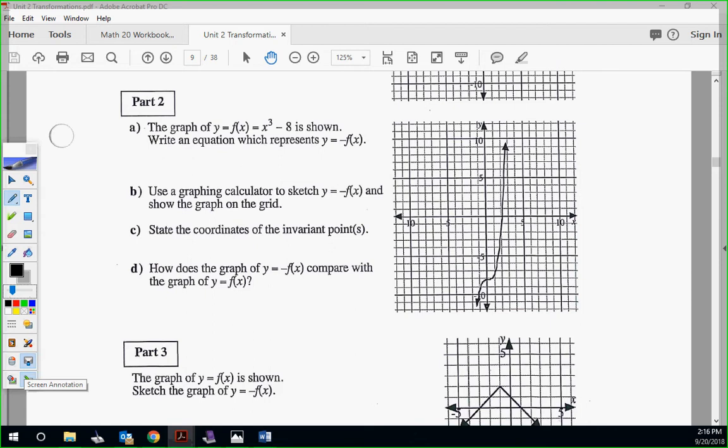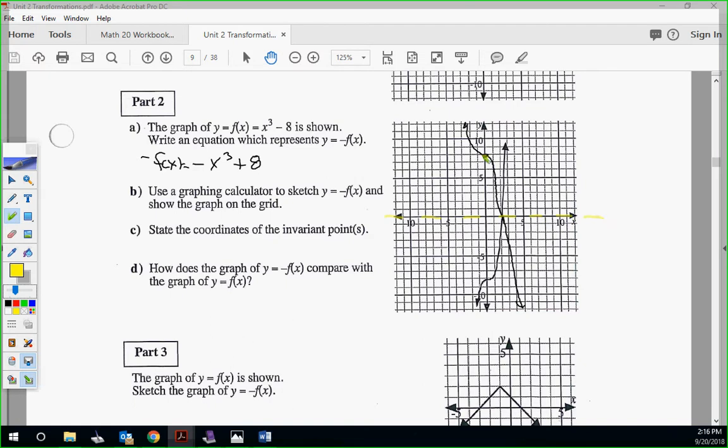Write the equation. So if I do negative f of x, we just flip the signs. That means we're going to be up here at plus 8, and it's going to go like that. So it looks like that roughly. Again, if you can visually see it, it's reflecting over this line.